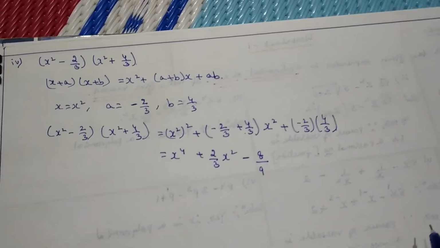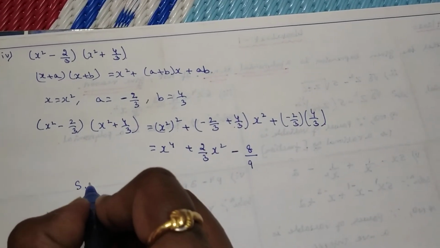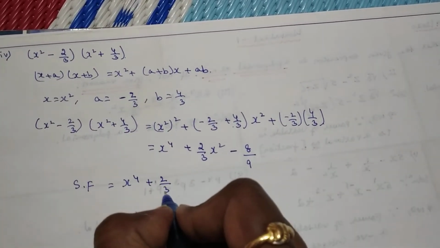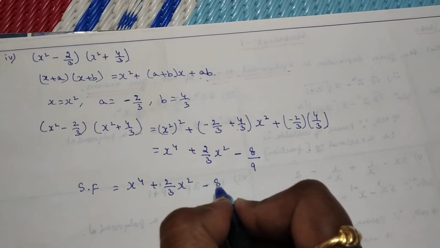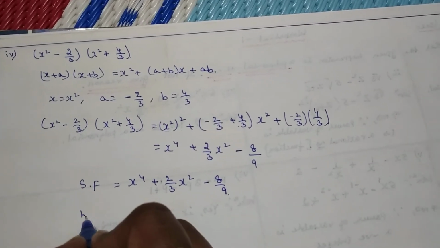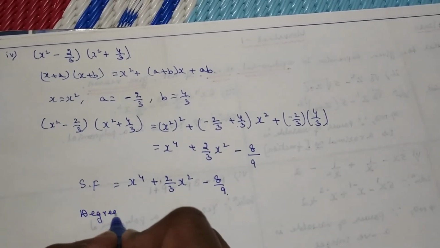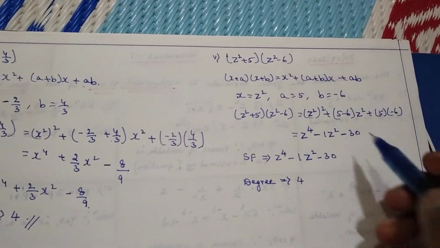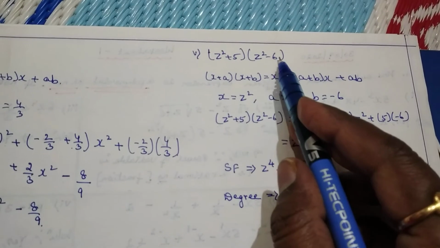So this itself is in the standard form. Standard form is x power 4 plus 2 by 3 x square minus 8 by 9. Then its degree is equal to 4.